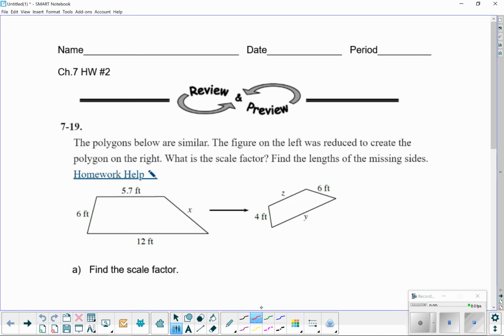Because it started on the left and went to the right, we want to make sure we utilize the sides that have numbers. For example, we could utilize 4 and 6. For the scale factor, all you have to do is write down what it is now, which is 4, and what it was before, which is 6. So the scale factor is 4 to 6, or if you reduce this down by dividing by 2, 4 divided by 2 is 2, and 6 divided by 2 is 3. So our scale factor is 2/3, or a 2 to 3 ratio.